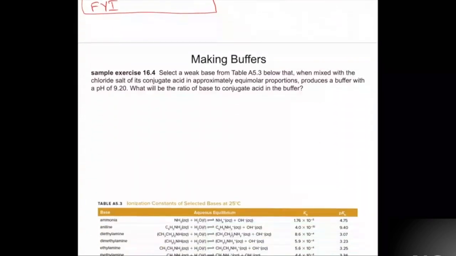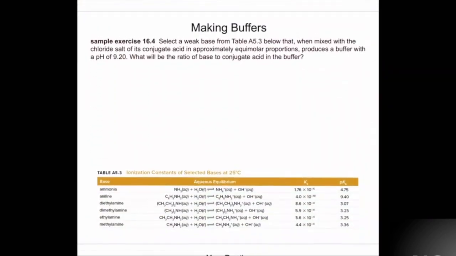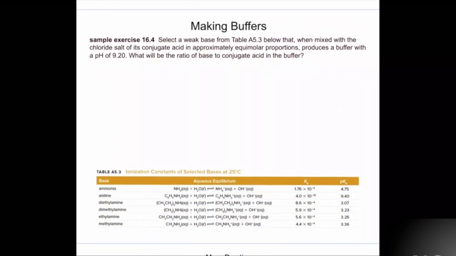All right, let's practice again here. Let's do this one, a very similar problem. Here's a table of weak bases. We're going to mix each base with the chloride salt of its conjugate acid in approximately equal molar ratios to produce a buffer with a pH of 9.2. So this question is asking for the ratio and whatnot. Let's not worry about that.